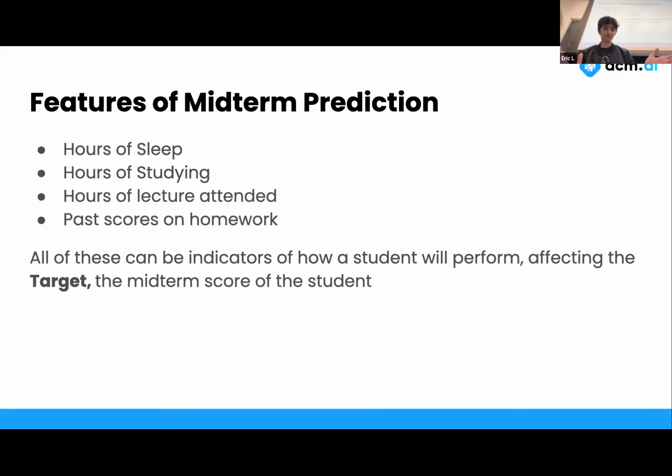So those are all good, really good ones. And I think almost all of those are on here. So hours of sleep, hours of studying, hours of lecture attended. Some may argue that this is less important than others, and past scores on homework. So all of these are features that we can then use to try and determine how a student will perform on their exam. And the score that they get on the exam is the target that we're trying to predict. So we use our features to then try and calculate a target. Any questions so far in this example on what features are versus what a target is?